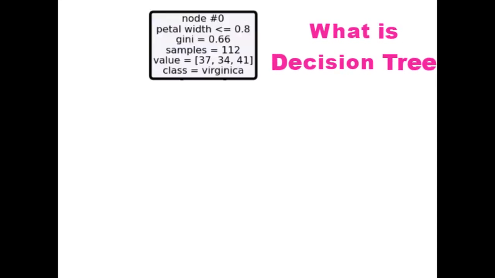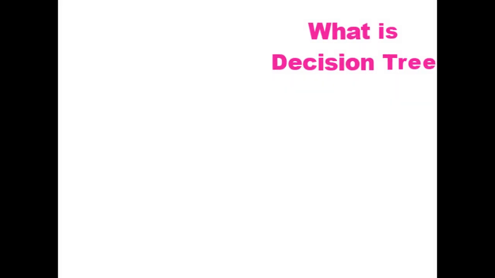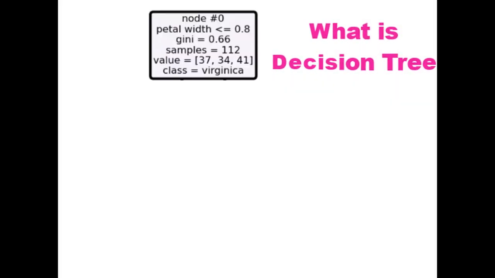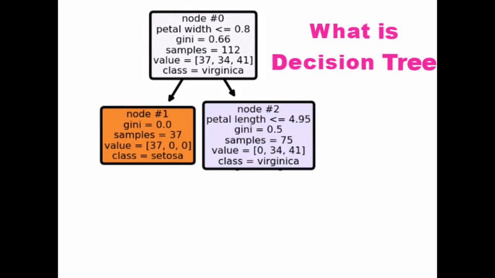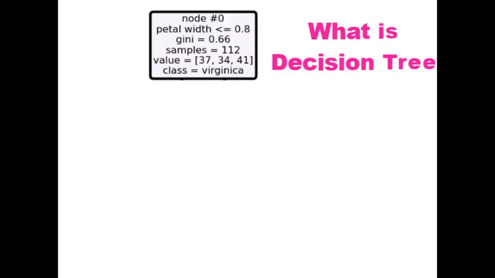Decision tree algorithm belongs to the family of supervised machine learning algorithms. It can be used to build classification as well as regression models. In this video, we will learn about classification part of the decision tree algorithm.